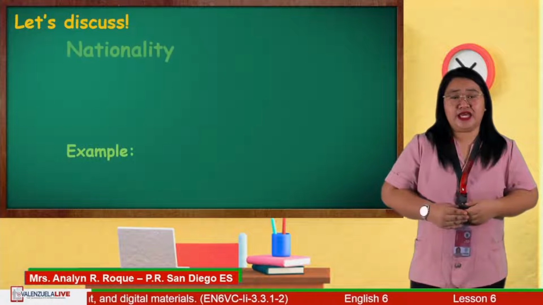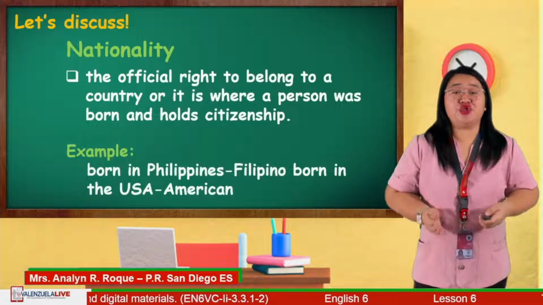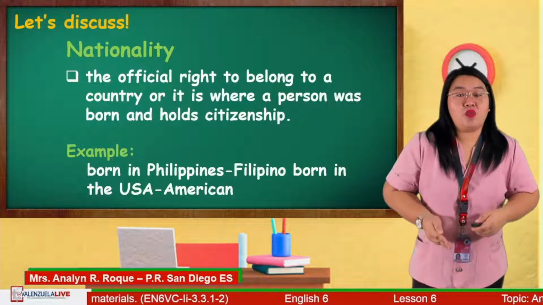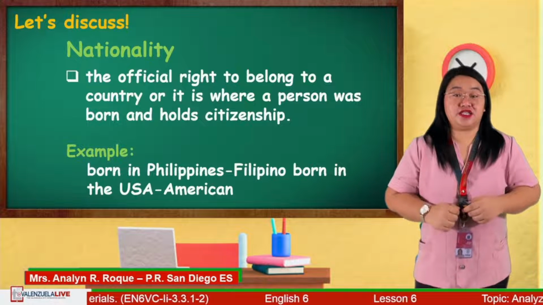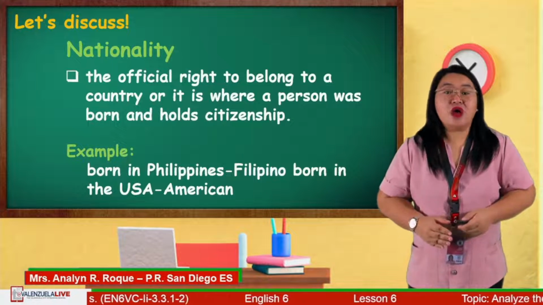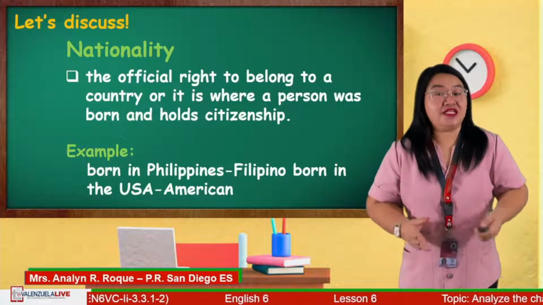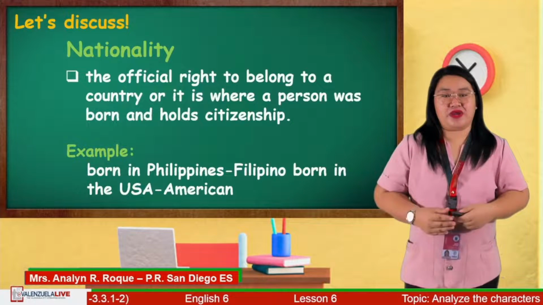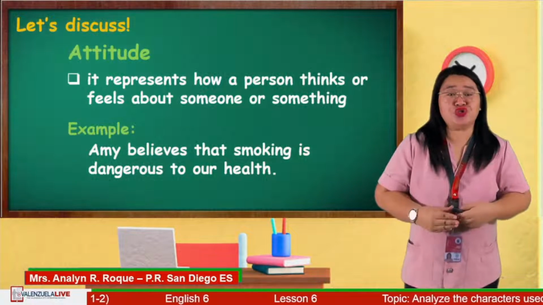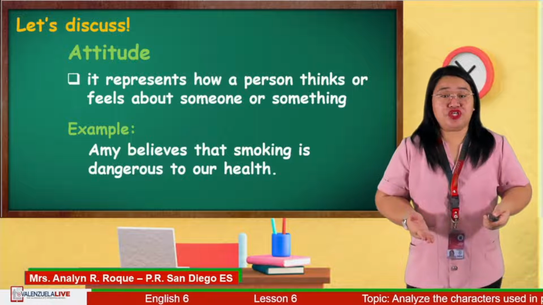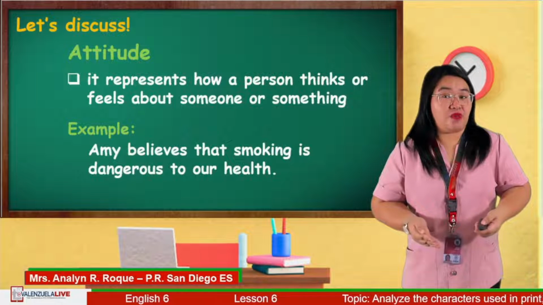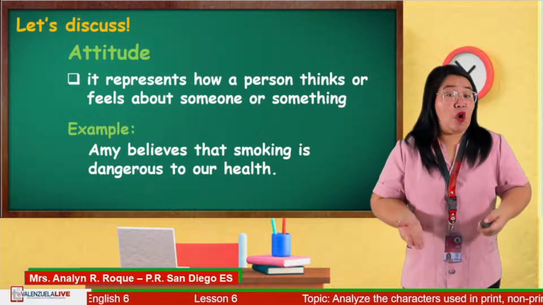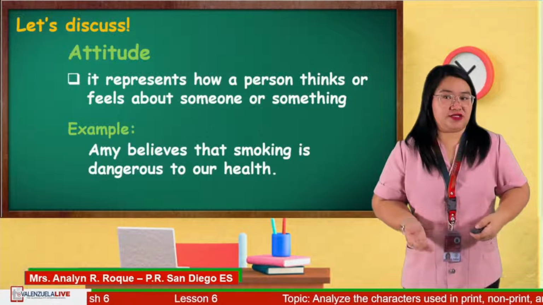While nationality is the official right to belong to a country, or it is where a person was born and holds citizenship. Example, born in the Philippines, that is a Filipino. Born in America, then he is an American. Attitude represents how a person thinks or feels about someone or something. Like, Amy believes that smoking is dangerous to our health.